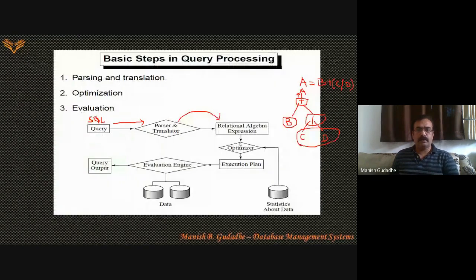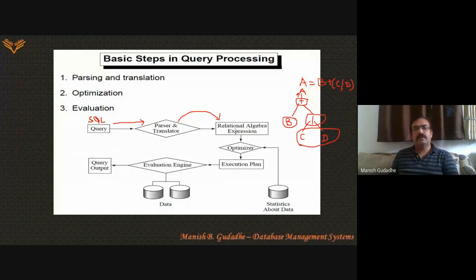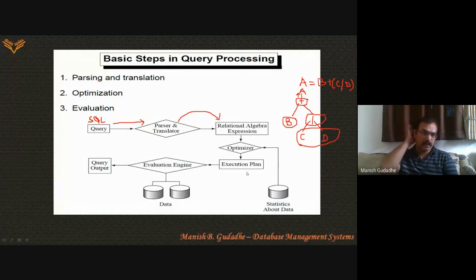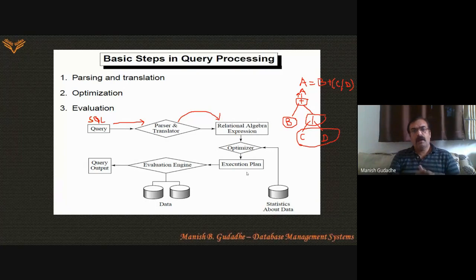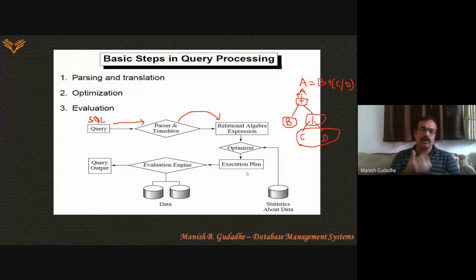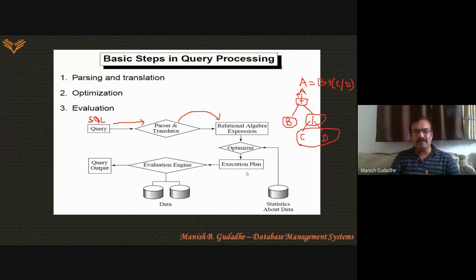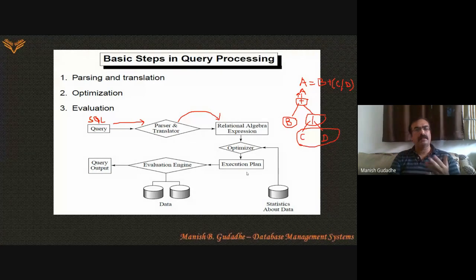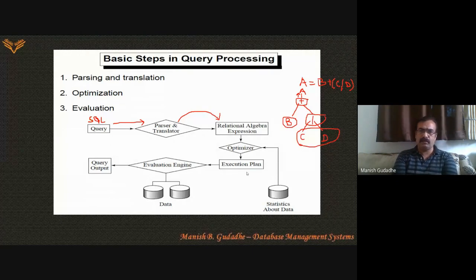Then we have an optimizer, which will optimize the relational algebra expression. Then we have an execution plan. Take, for example, that you want to come to the college from your home. There are a number of plans you may have. Either you will take a college bus which is coming nearby to your place, or you may opt for a city bus and come to the college.